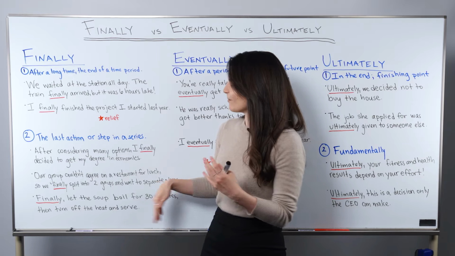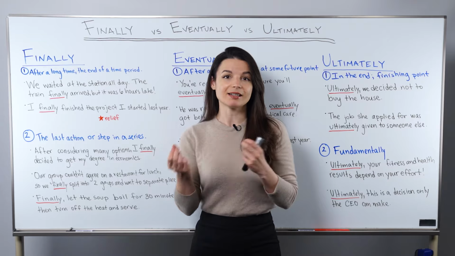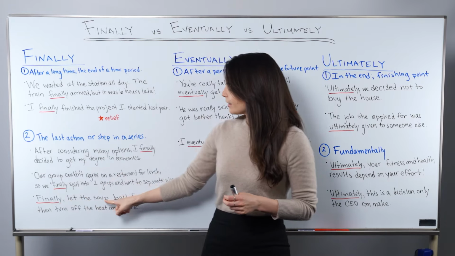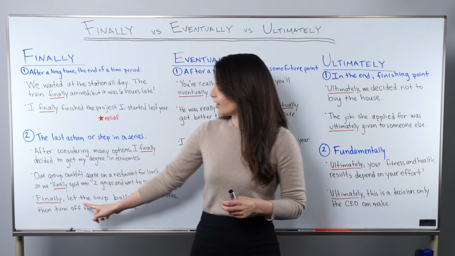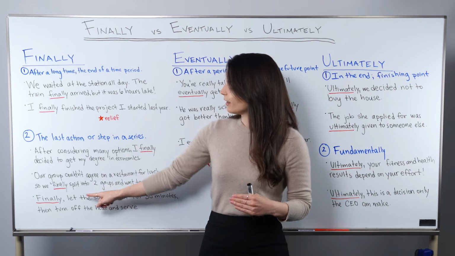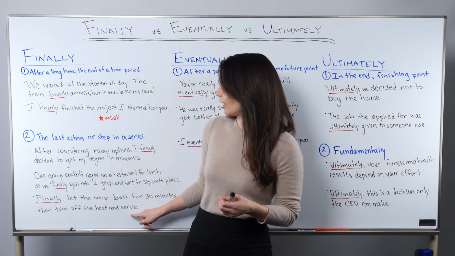Let's look at the last example. This one is something you might see in a cookbook or maybe on a recipe blog. It's the last step in a recipe. Here, it's: Finally, let the soup boil for 30 minutes, then turn off the heat and serve.